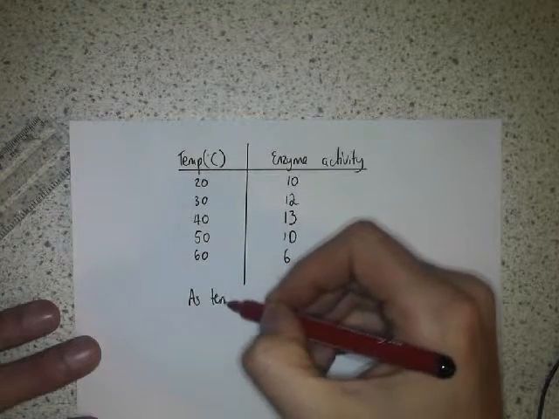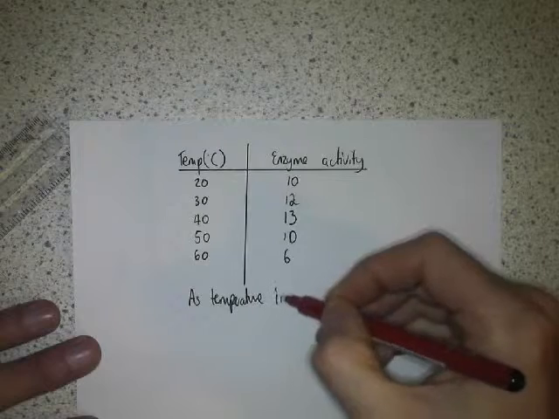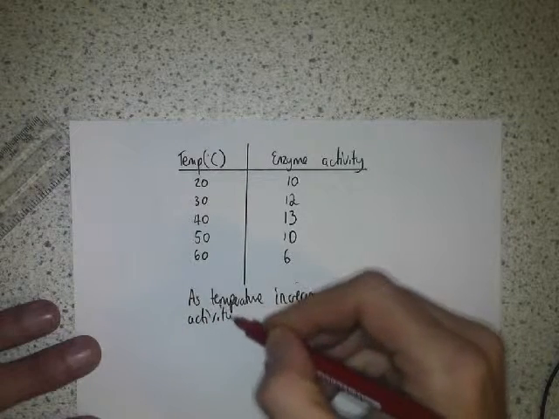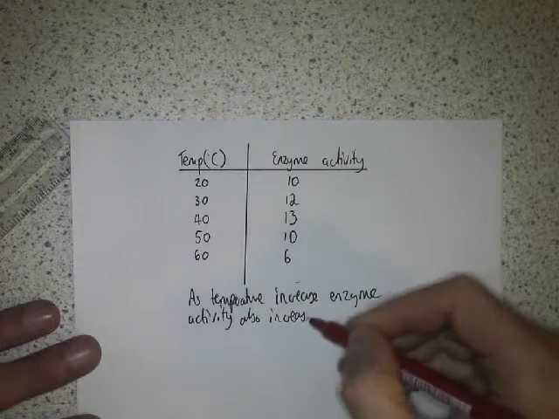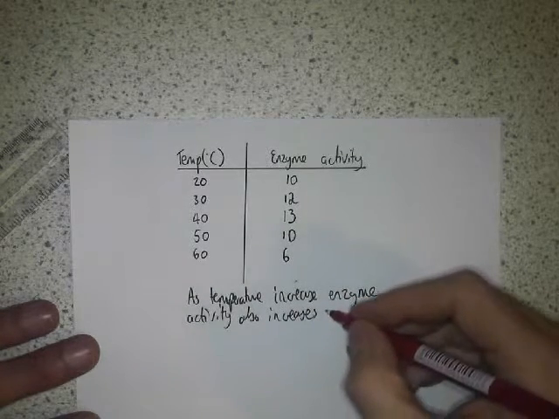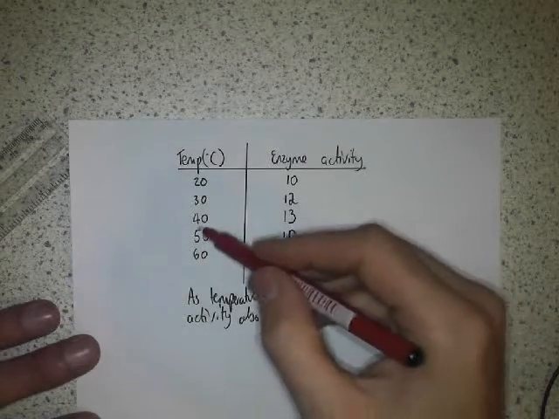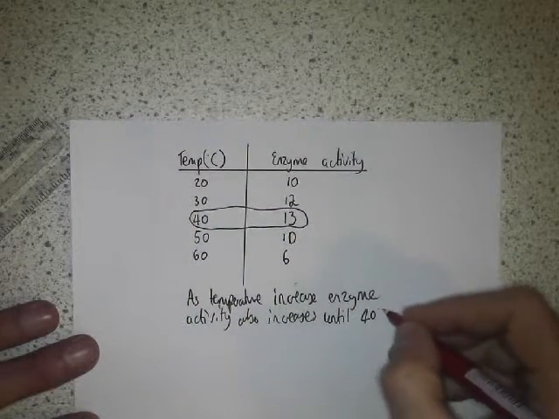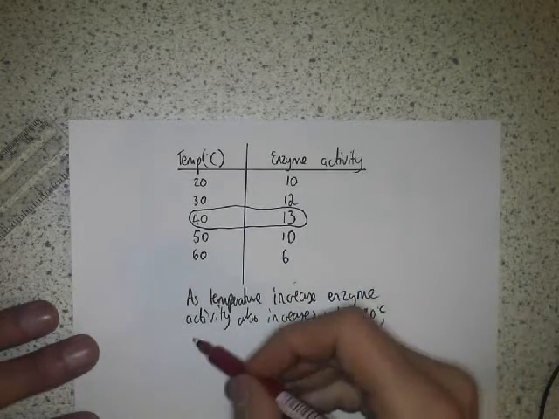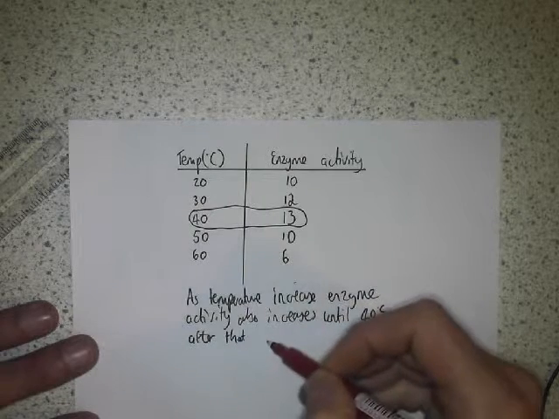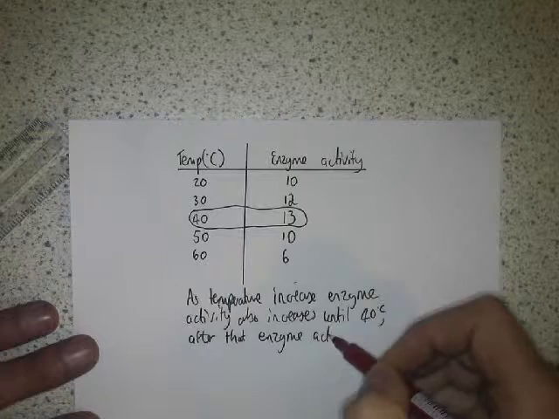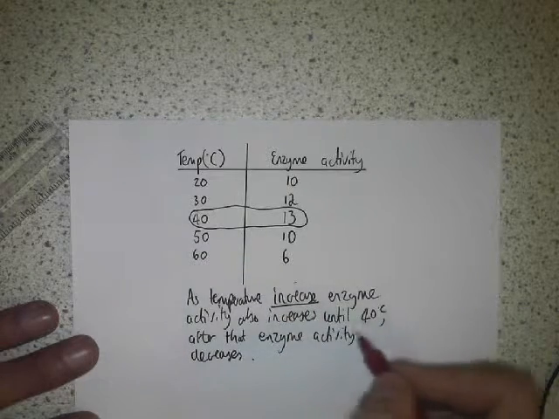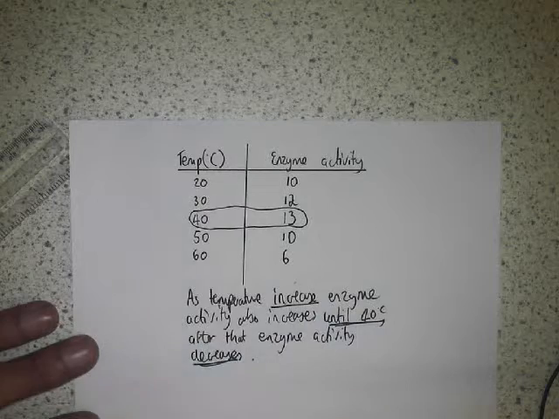So, here we go. As temperature increases, enzyme activity also increases until 40 degrees here, look. 40 degrees. After that, enzyme activity decreases. The same increases. I've used some data and decreases.